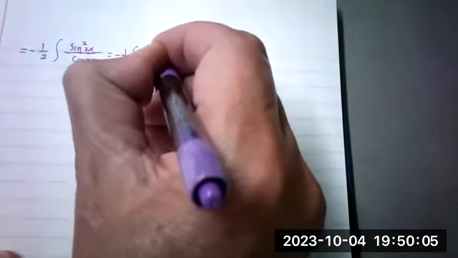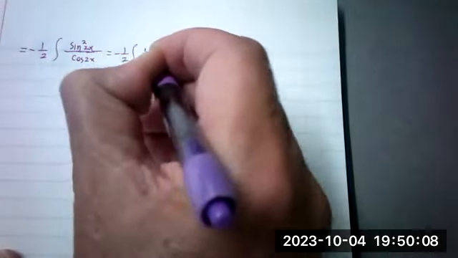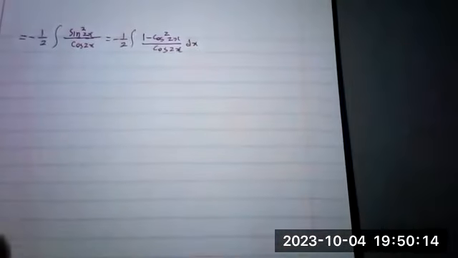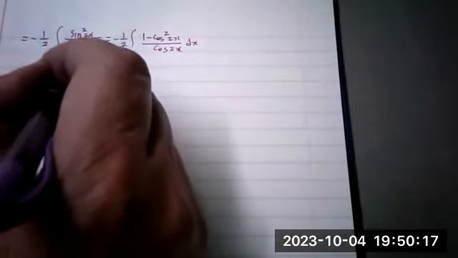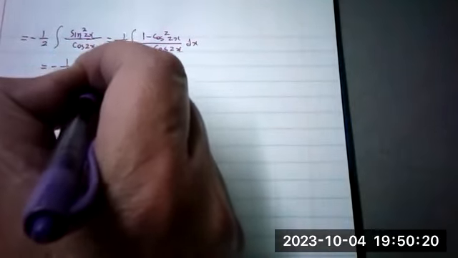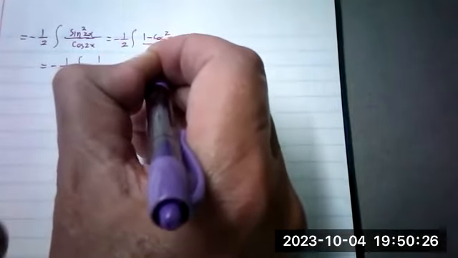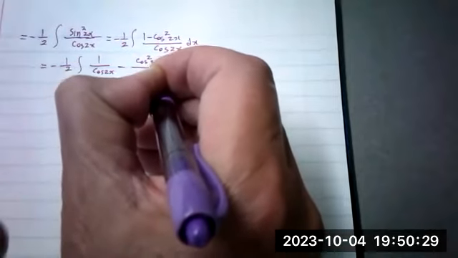You can change the sine square to 1 minus cosine square. Oh my God, it can be done. Okay, so you see it's a negative half integral of 1 minus cosine square of the 2x divided by the cosine of the 2x. Now you break it: negative 1/2 integral of 1 over cosine of the 2x minus cosine square of the 2x over the cosine of the 2x.